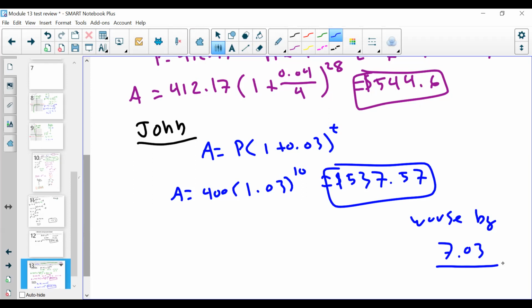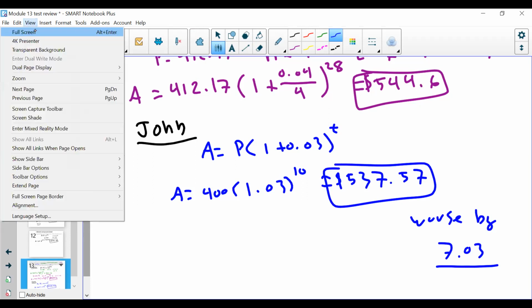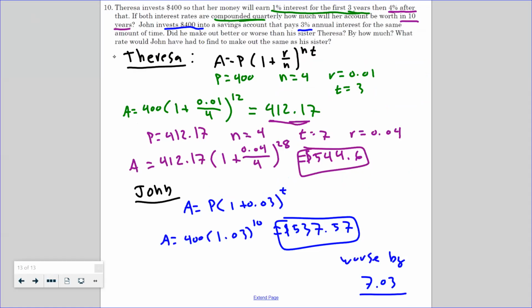Does that make sense? Are we okay with this problem? I think the important part here is the part with Teresa, because that's the hard part: figuring out the total amount she has after 10 years when she's earning 2 different interest rates from the same account. That's how you do it.